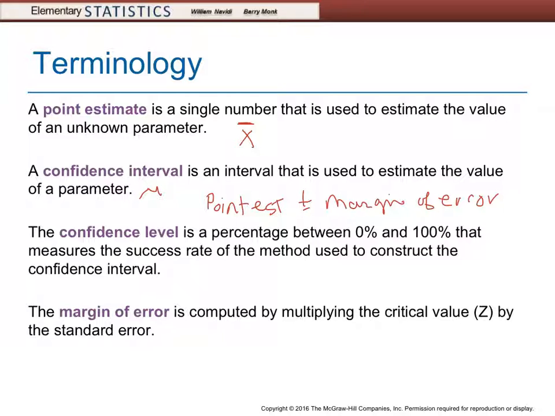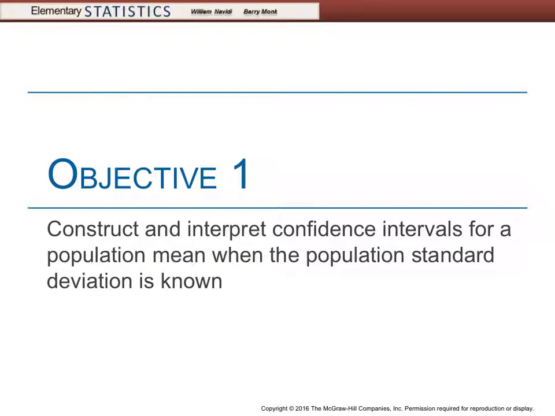The confidence level is the percentage between 0 and 100% that measures the success rate of the method used to construct the confidence interval. We're certainly going to get into that soon. The margin of error, which we've just talked about, is the critical value z multiplied by the standard error. So our first objective is to construct and interpret a confidence interval for a population mean when the population standard deviation is known.